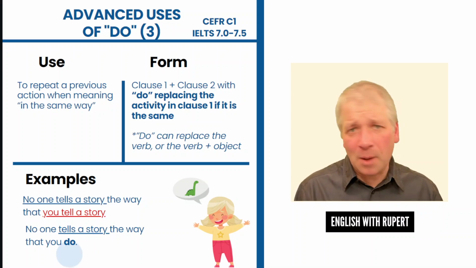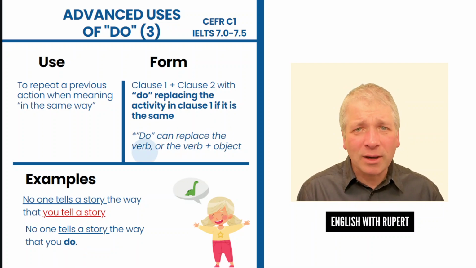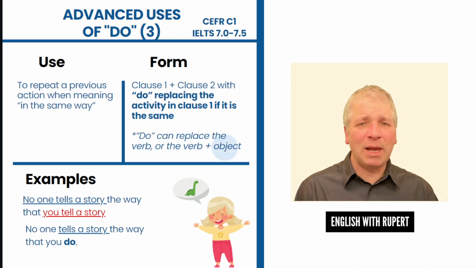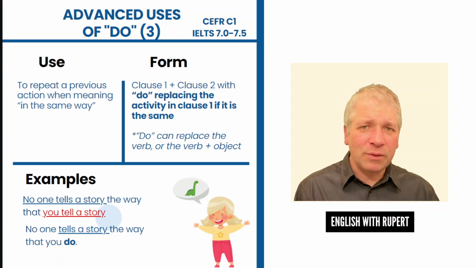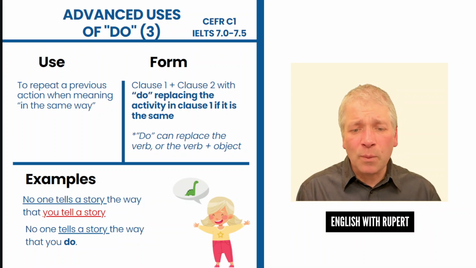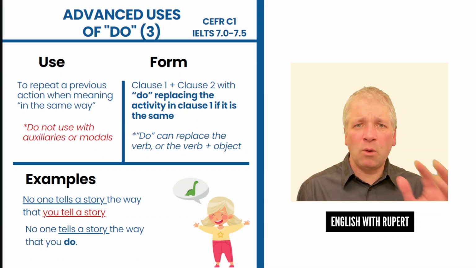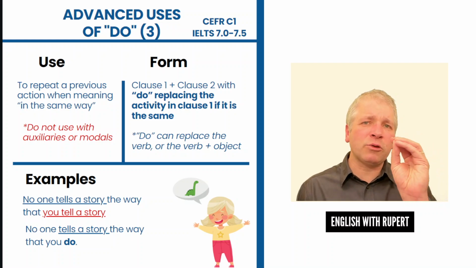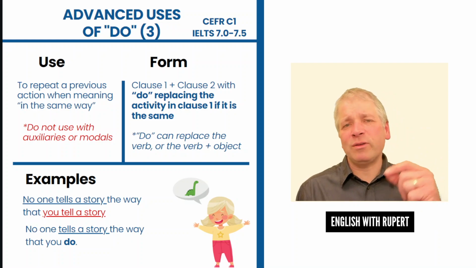A couple of notes about this particular use of do. Firstly, do can just replace the verb, but if there's a verb and the object, it can replace all of that too. In this case, we have verb and object. You tell a story. Verb is tell, a story is the object. Note as well that we do not use this with other auxiliaries or modals. It needs to be a straight replacement for an ordinary verb or an ordinary object, which is the same in the previous clause.